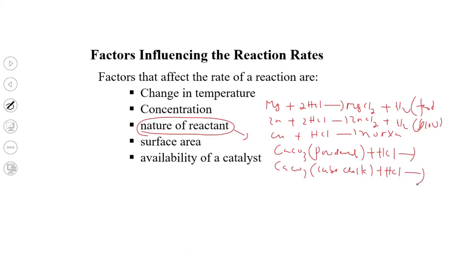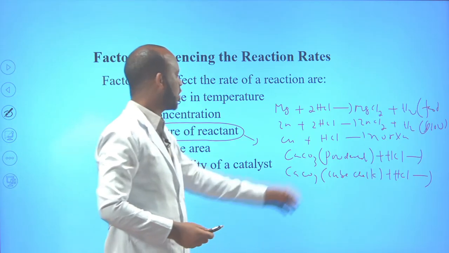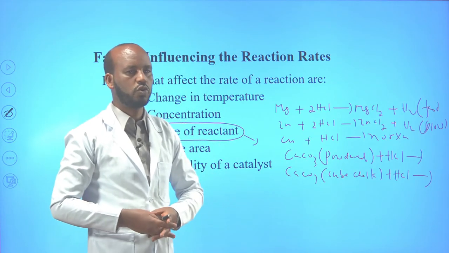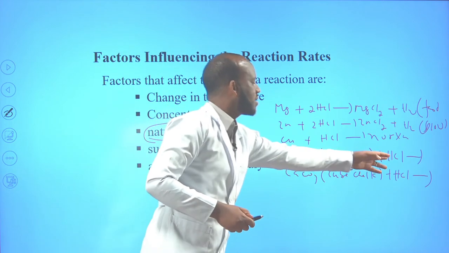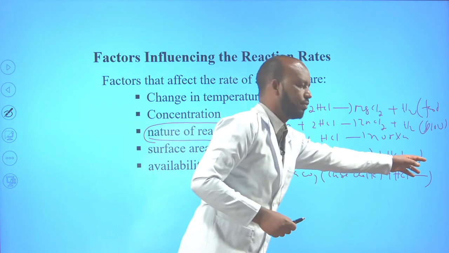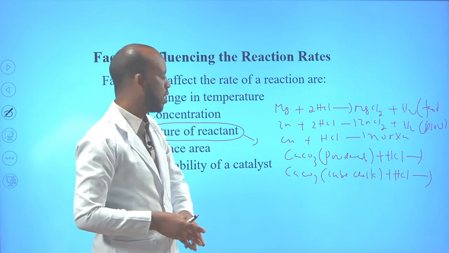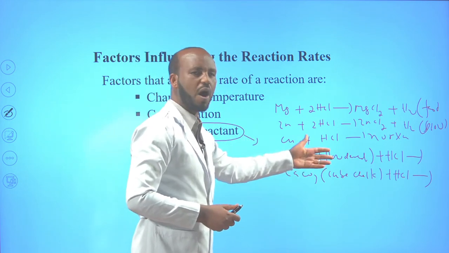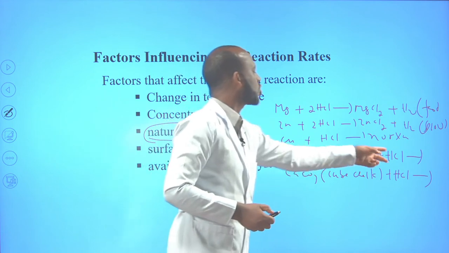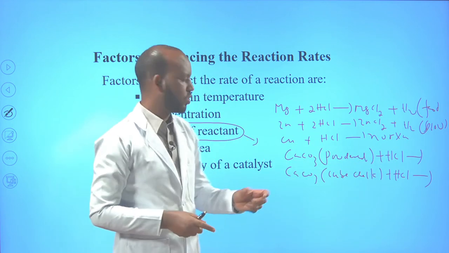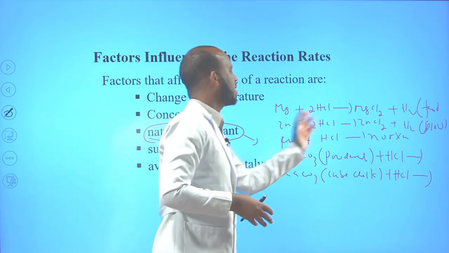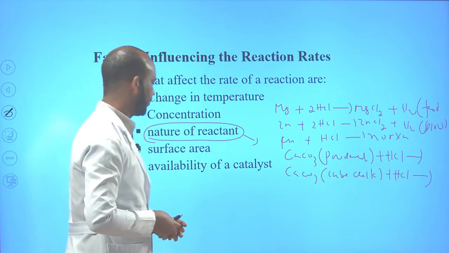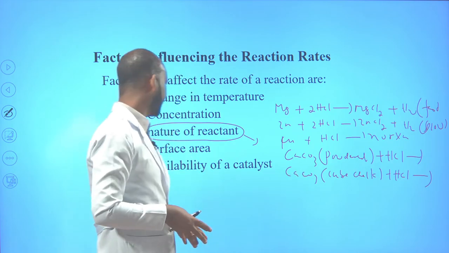Now compare rate of the reaction for these two reactions. Which is faster? Calcium carbonate powdered plus hydrochloric acid is the fast reaction because more powdered calcium carbonate can contact hydrochloric acid. As surface area of reacting particle increases, rate of the reaction also increases. It is a faster reaction than this.